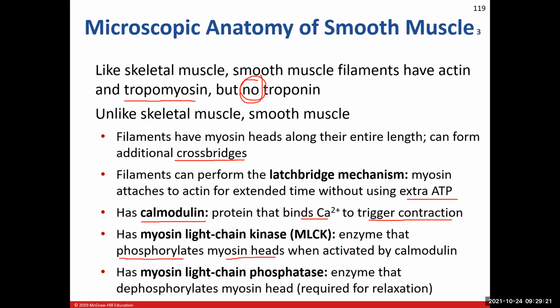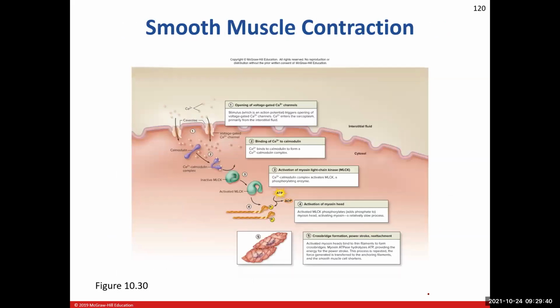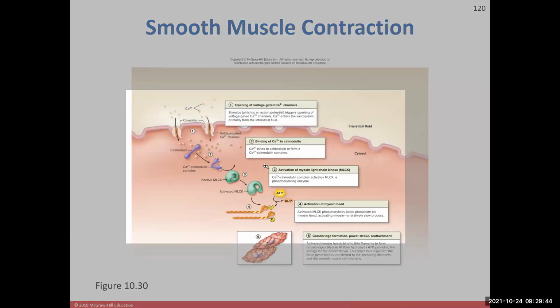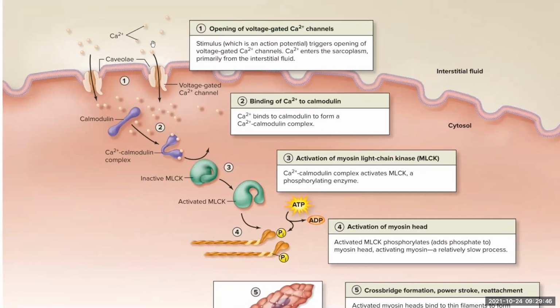Then, like I've always said, what goes up must come down. If we want to stop this process, we bring in another enzyme. It's called myosin light chain phosphatase. And this enzyme will take that phosphate off the myosin head, and that will trigger relaxation. Like always, I like to bring in a picture. Let's take a peek. So let's start off up here at the top.